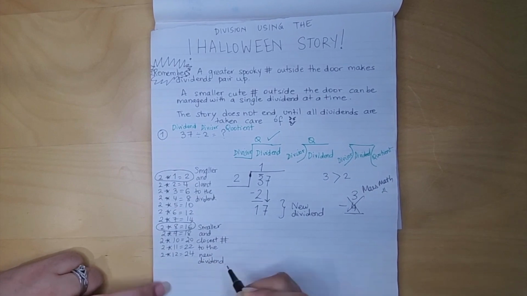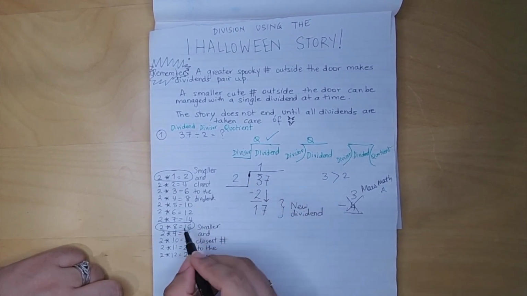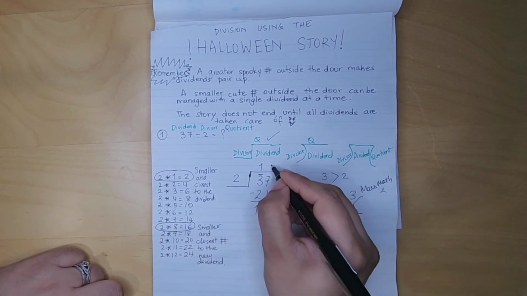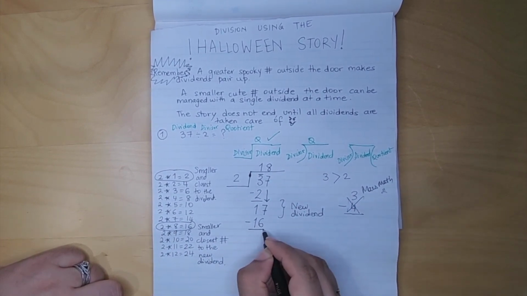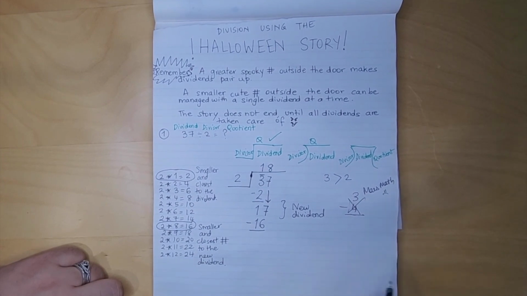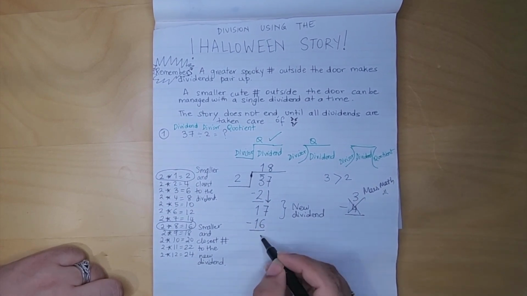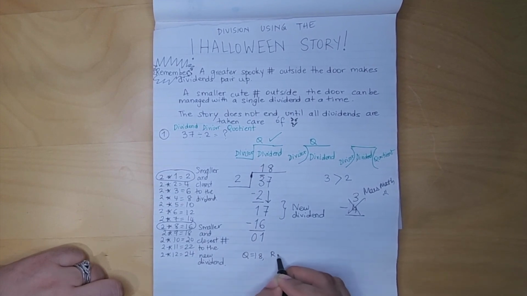Correct? Our new dividend is 17. The smaller and closest number is 16. So 2 times what is 16? 2 times 8. So 8 goes up in the quotient. 2 times 8 is 16. You subtract that from 17. If you don't know how to subtract 2-digit numbers, you can take it one place value at a time. So 7 minus 6 is 1. 1 minus 1 is 0. So your quotient is 18. Your remainder is 1.